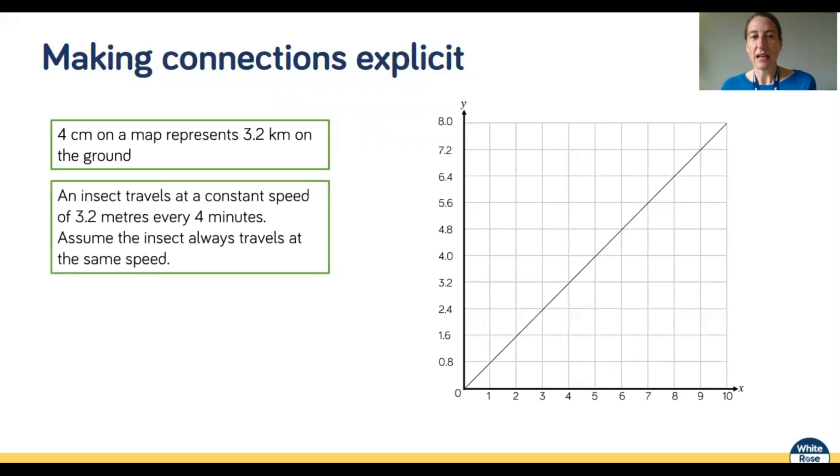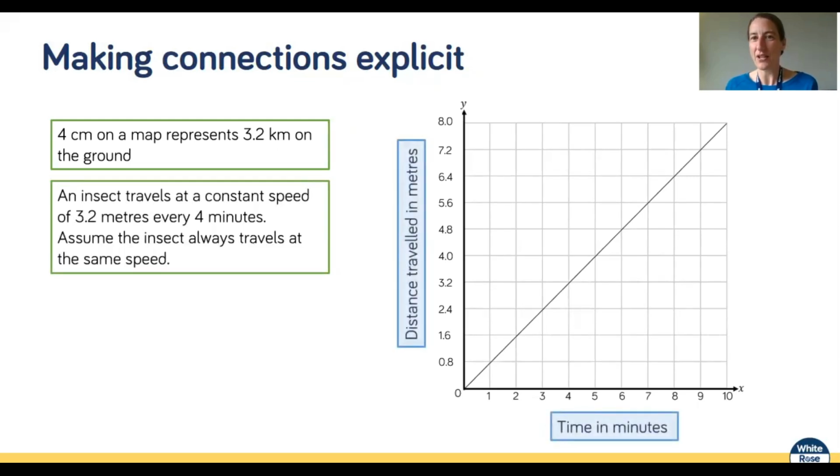Here's another question. An insect travels at a constant speed of 3.2 metres every 4 minutes. Assume the insect always travels at the same speed. And then ask the question, do we need to change the graph? Can we use the same graph, or do we need to change the line or the numbers? How would that work? And actually, the fact is that we can use exactly the same graph, but we just need to change the labels on the X and Y axis.